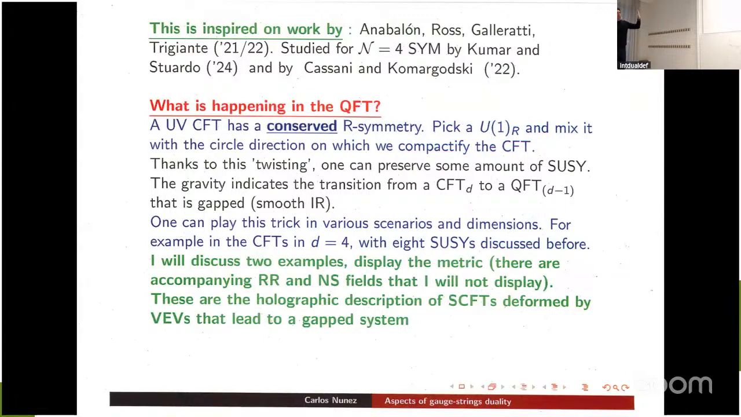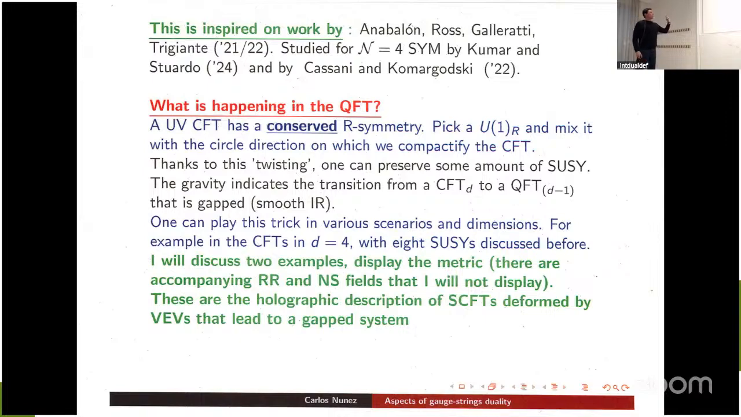And this is all very much inspired by works written by Anabalón, Ross, Gallerati, etc. There is a very nice paper by Prem Kumar and Ricardo Stuardo last year, where they enact this system in N=4 super Yang-Mills, and they study the field theory very clearly. All this is also inspired by an old paper by Klebanov and Kazakov and Komargodski, where not exactly this, but these kinds of ideas are used for different purposes.